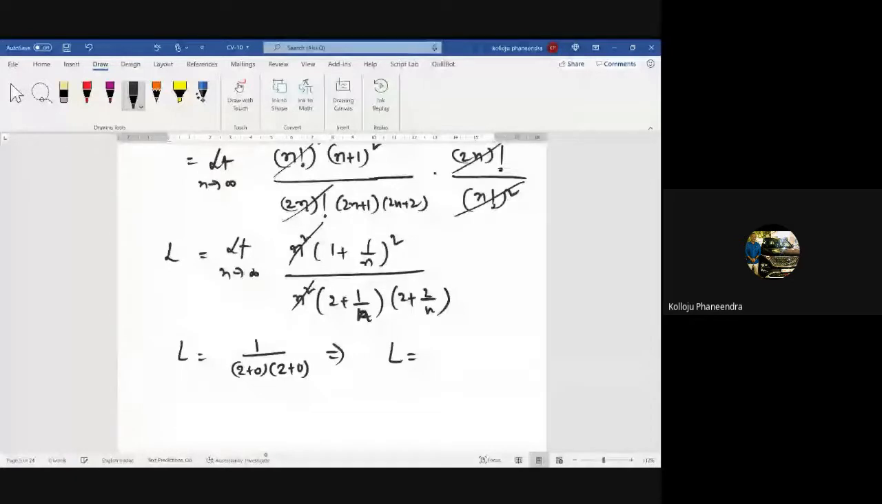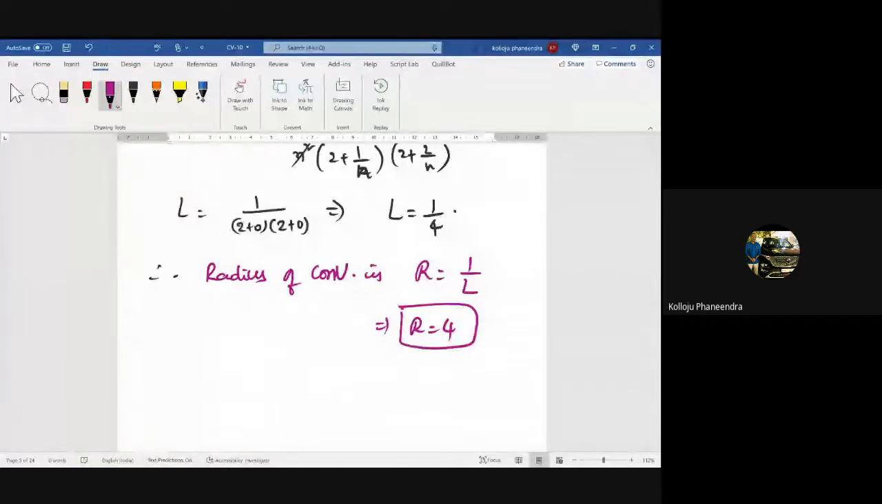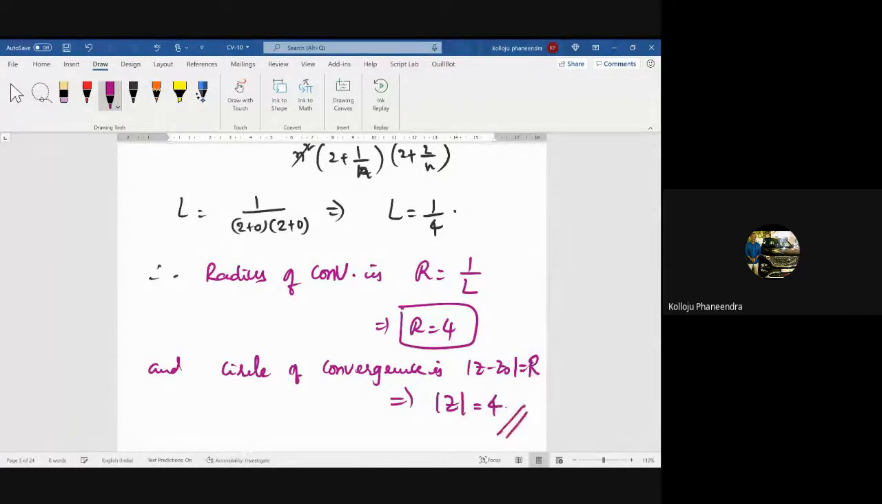Therefore, radius of convergence is R equal to 1 by L, that is R equal to 4. And what is the circle of convergence? I told you already. Circle of convergence is mod z minus z naught equal to R. Z naught is 0. So mod z equal to 4.